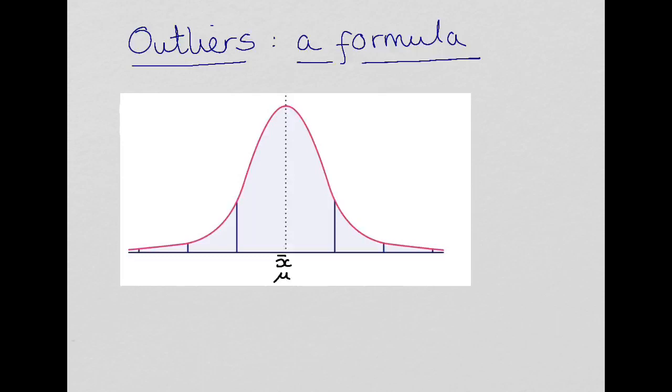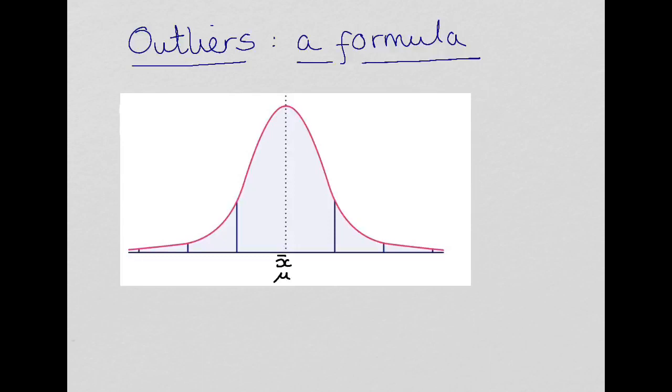So the first thing I thought I'd do today is look at how you can mathematically calculate an outlier rather than just looking at it and saying, well, that looks too big or too small. There is a mathematical way. So what I've got here is a normal curve, and in the middle here, this is where your mean is. I've used x bar and also mu to indicate the mean.